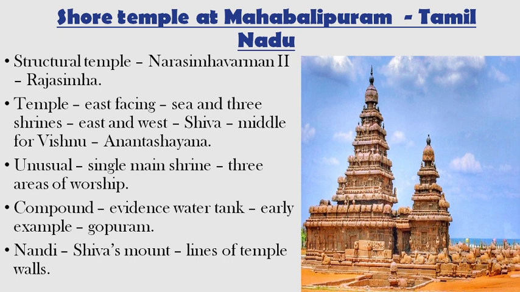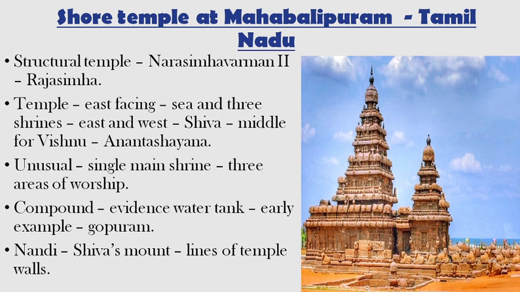It's a structural temple, as you can see on the right side of the slide, and was built during the reign of Narasimhavarman II, who is also known as Rajasimha. The temple is facing east towards the sea and has three shrines: east and west to Shiva and the middle one for Vishnu Anantashayana. This is unusual because temples generally have a single main shrine and not three areas of worship. This shows that it was probably not originally conceived like this, and different shrines may have been added at different times.